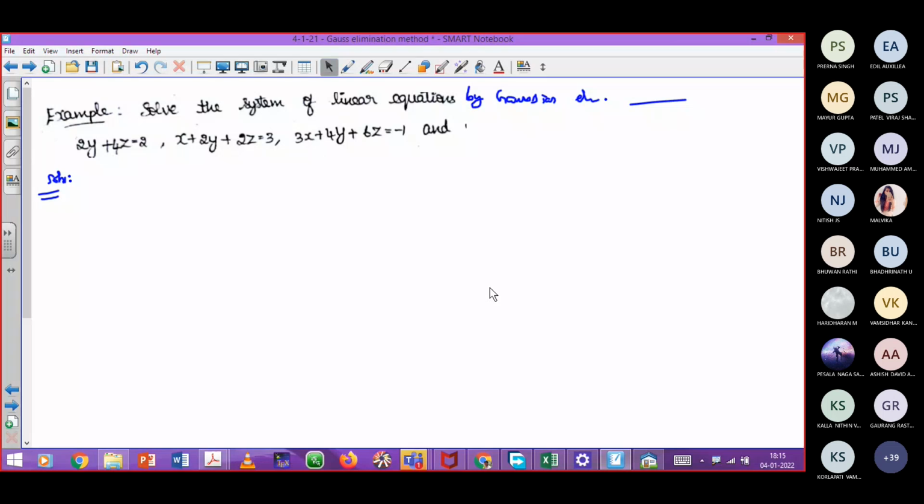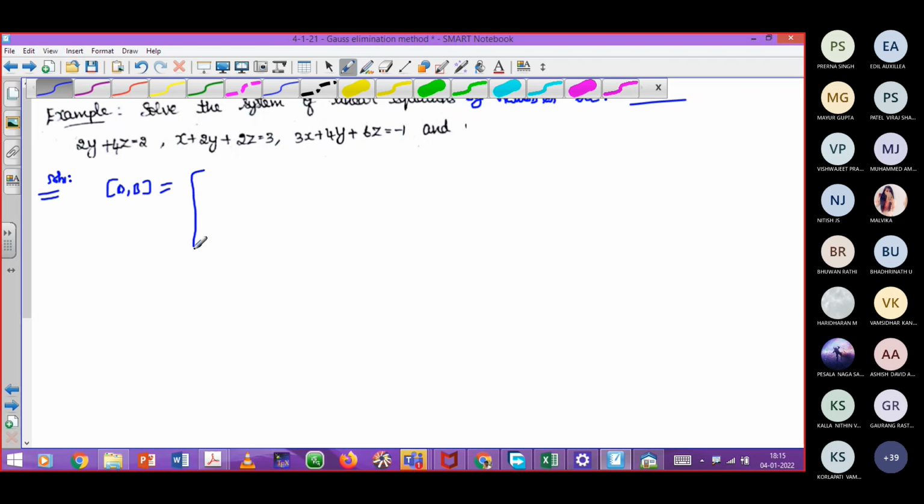First we need to write its augmented matrix. I can skip the previous steps straight away. Sorry, I will use the blue color, which will be convenient for me. A comma B equals, so write the coefficients of x. Here 0, 2, 4 and then 2 next. I hope you understand that the 2 is the constant part. Then 1, 2, 2, 3, and next 3, 4, 6, minus 1.